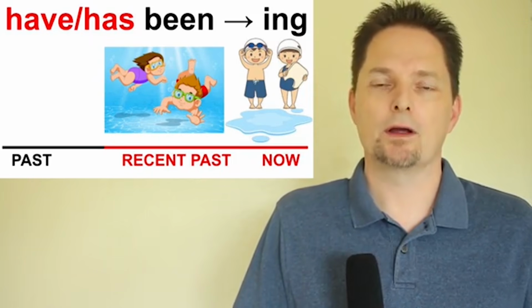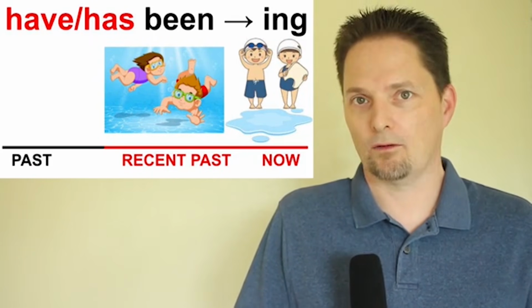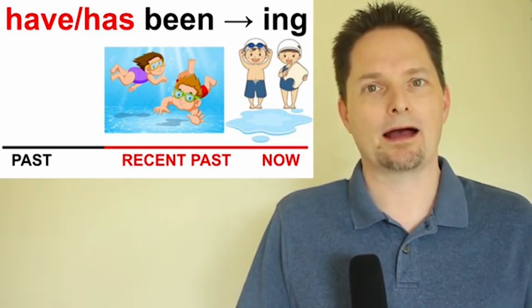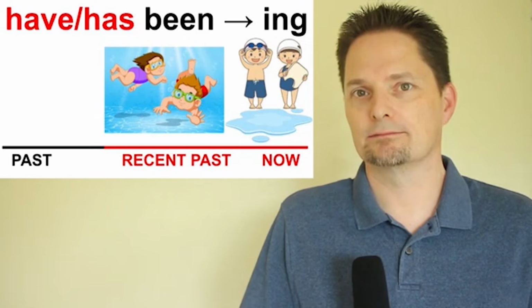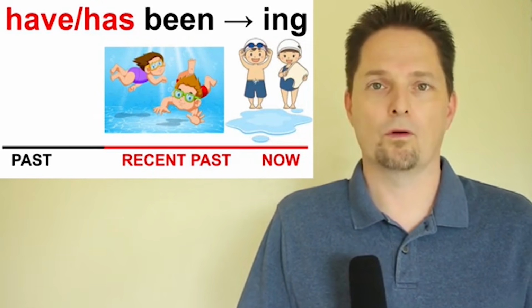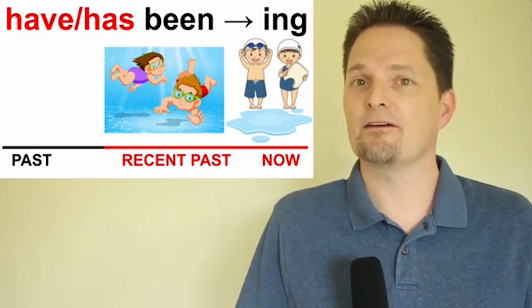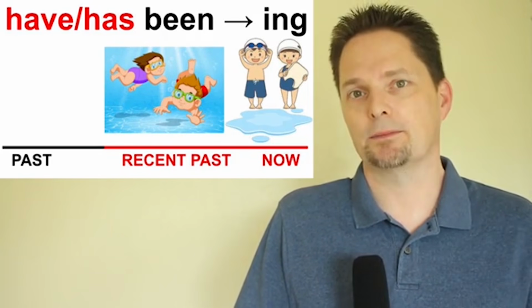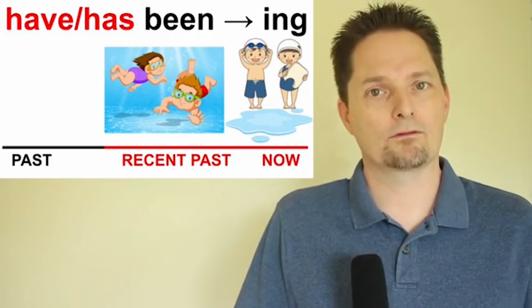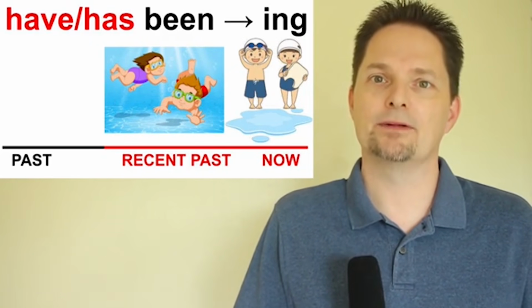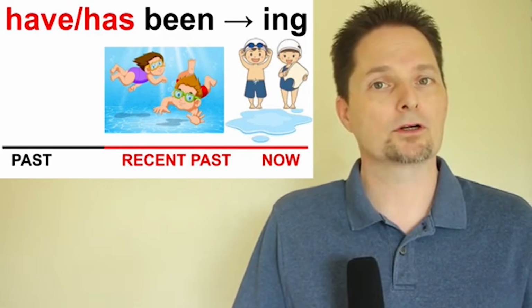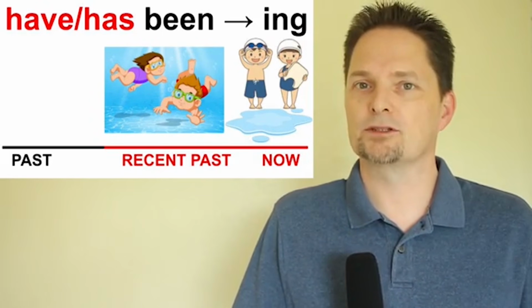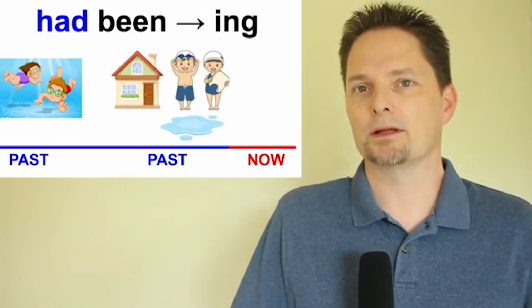So, what have they been doing? They have been swimming. Because they are wet right now, in the recent past, we use have been plus a continuous action. They're not swimming anymore, so it's in the past. They're finished. They're not doing it right now. But it was recent in the past. So they are wet right now because they have been swimming. And remember, contraction. They have, together, they've. They've been swimming.